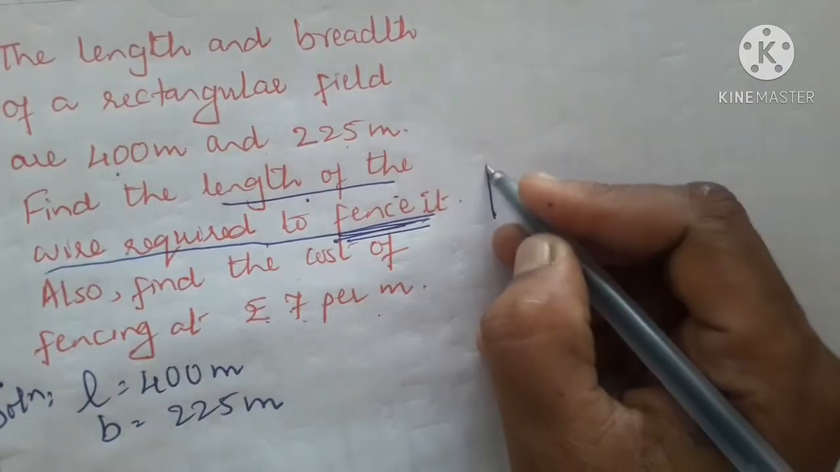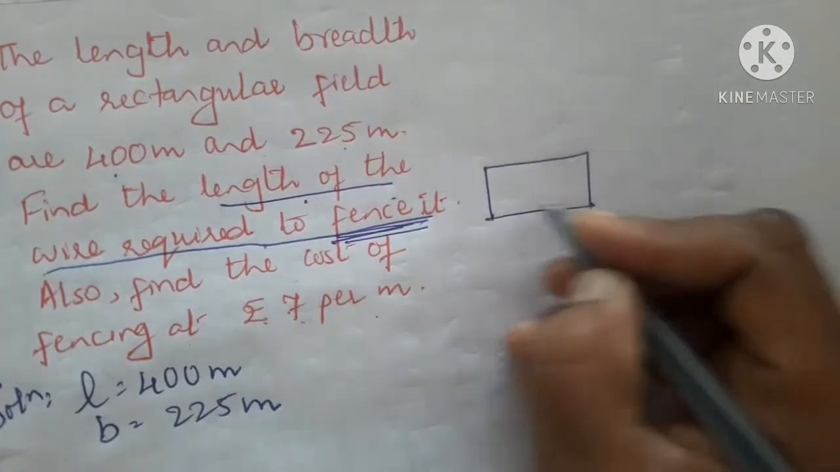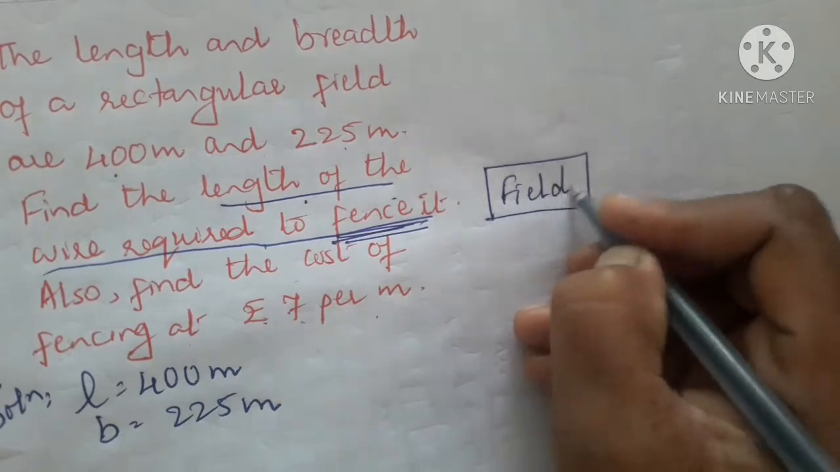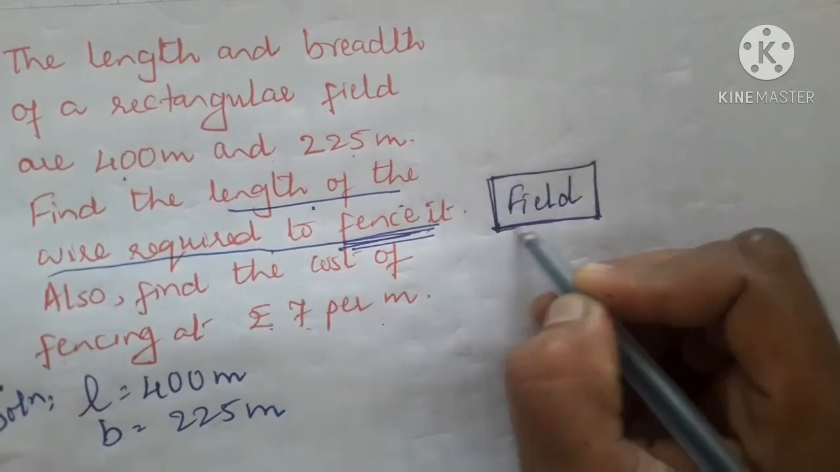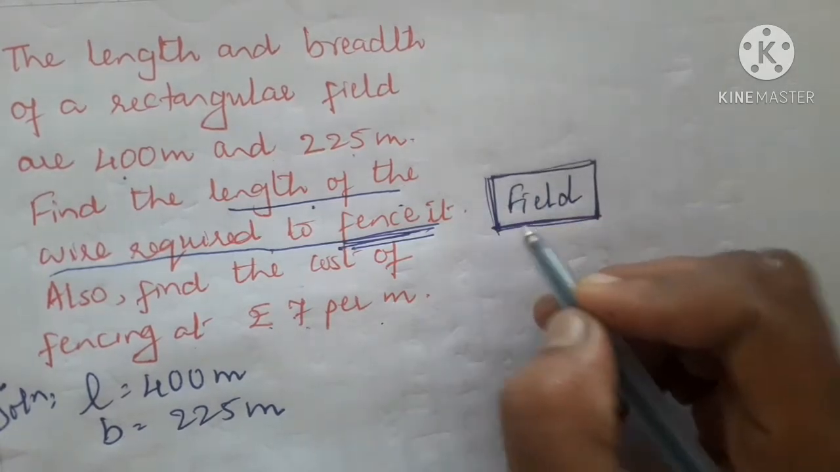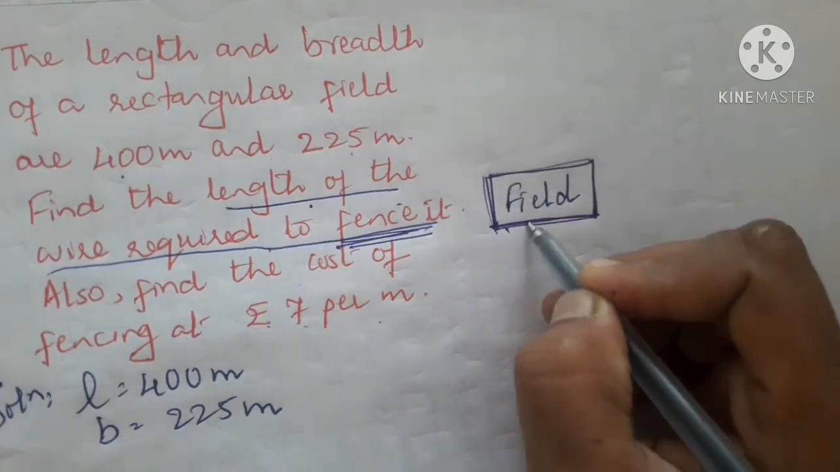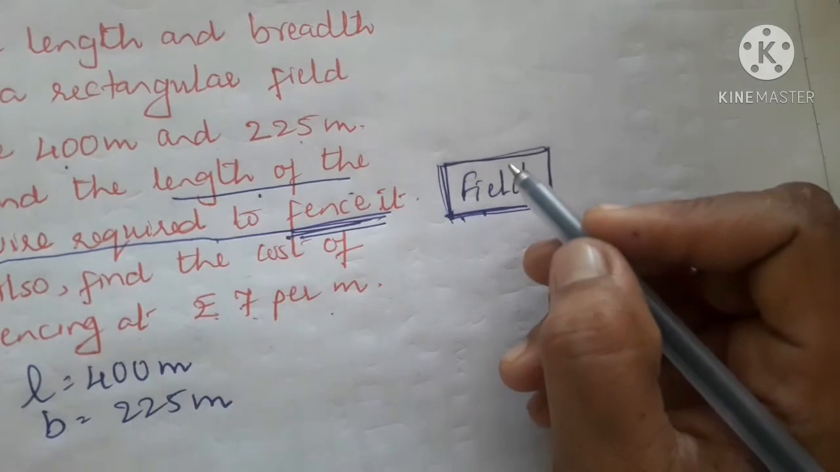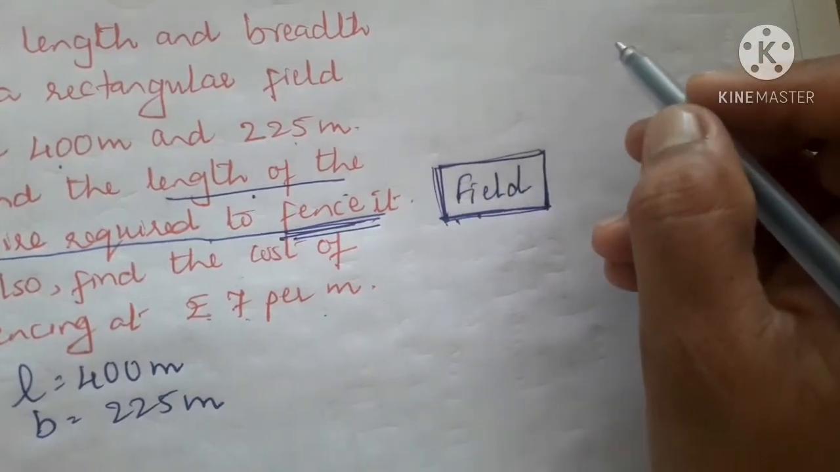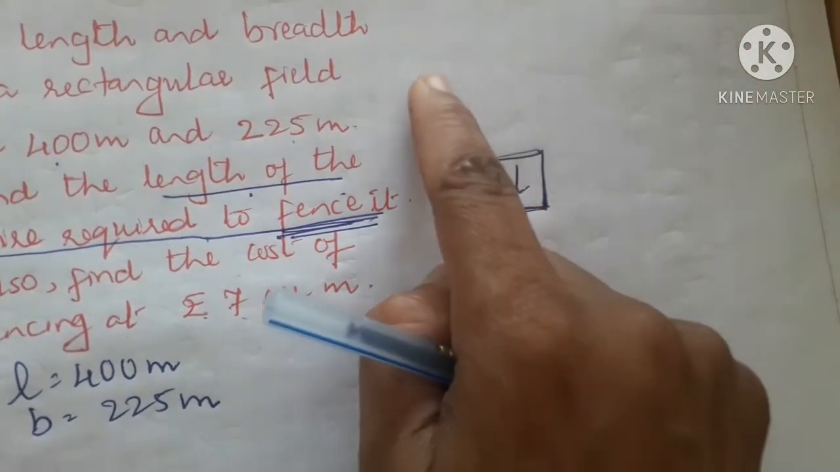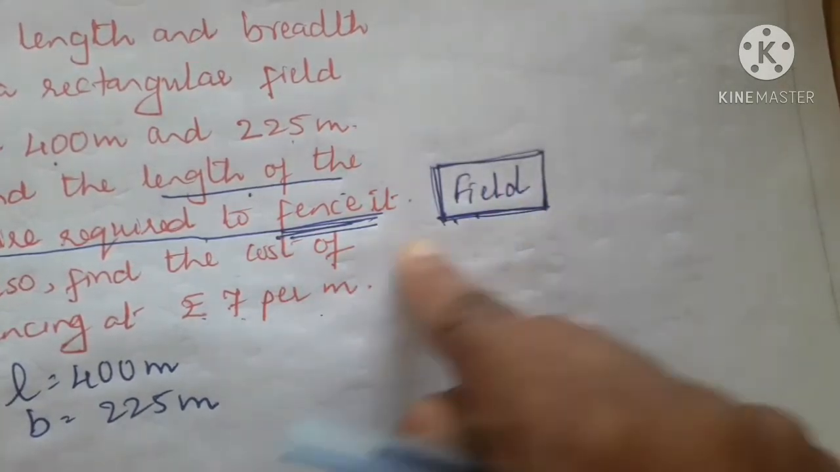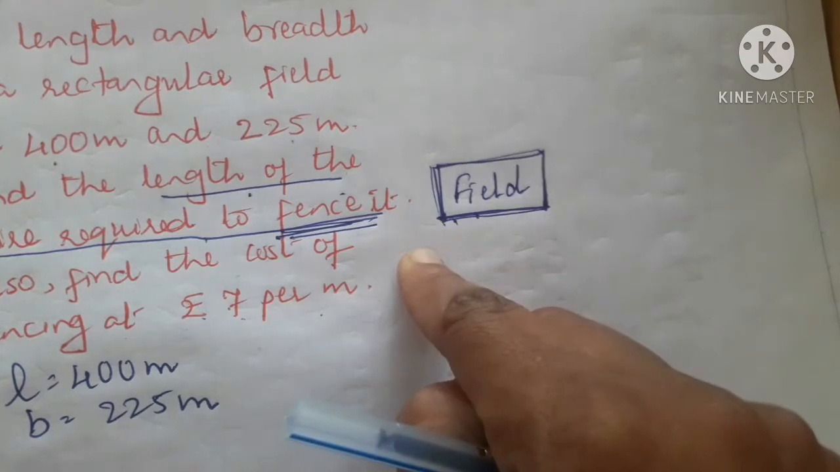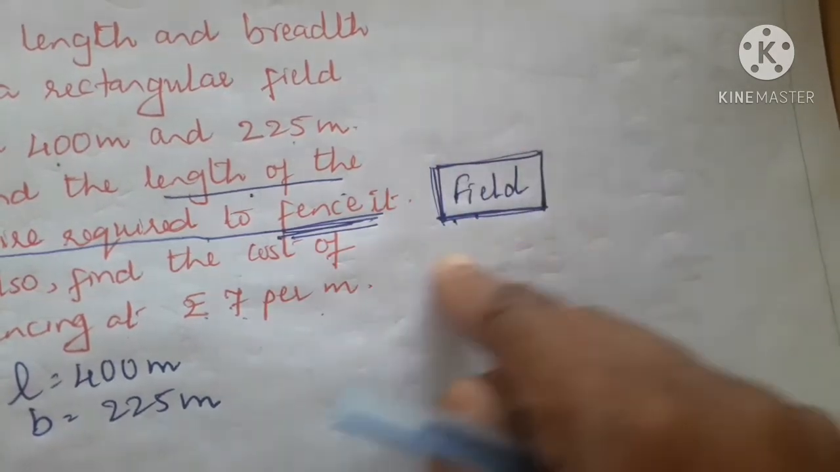That means you have to find the length of the wire required for the fencing. Now, where is fencing done? If this is the field, then where is the fencing done? Here at the edges, right? So this is the perimeter. Remember that whenever I ask you to show the perimeter, you will show it with your fingertip. Move around the figure and you will find the perimeter. Like this you will move.